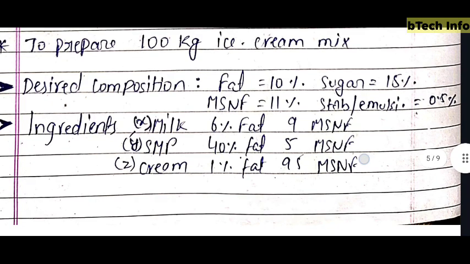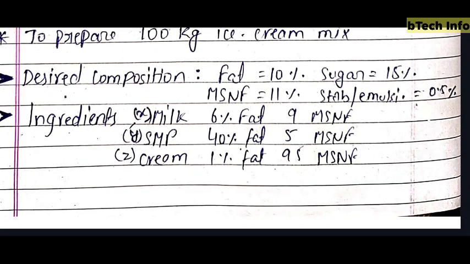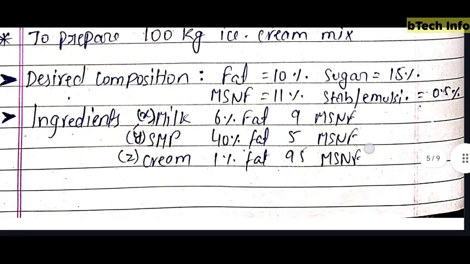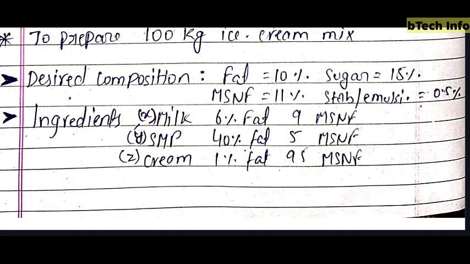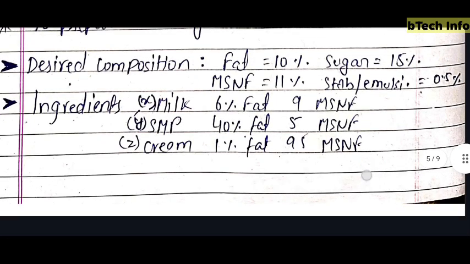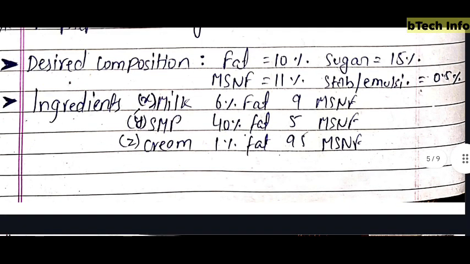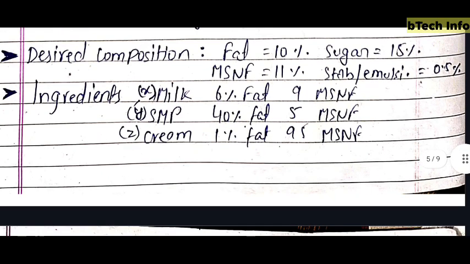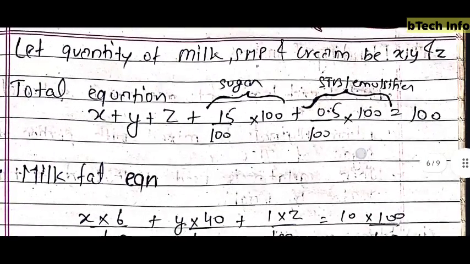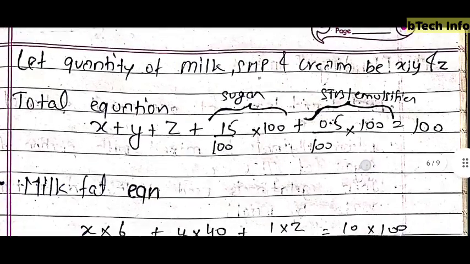Now we are also given the ingredients: milk, SMP and cream, but we don't know the quantity of milk, SMP and cream. We only know the fat and SNF. Milk has 6% fat, 9% SNF. It is reversed for the other two, it is written wrong here. Cream should have 40% fat and 5% SNF, and SMP has 1% fat and 95% SNF. Please correct that. So now we let the quantity of milk, SMP and cream be X, Y and Z.